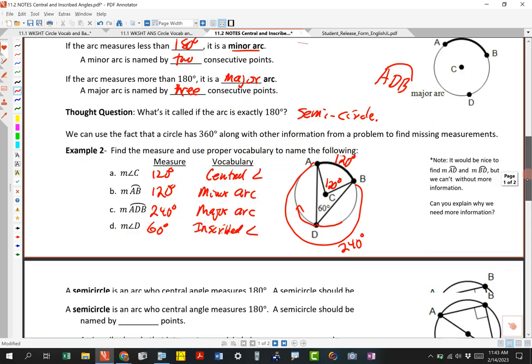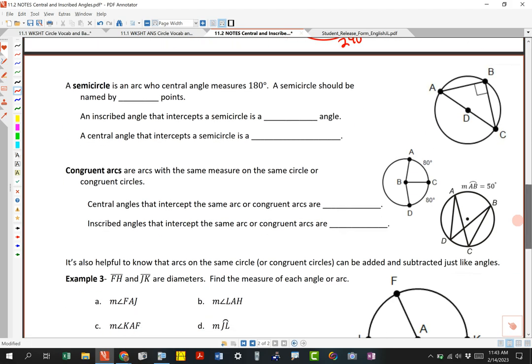Okay, flip the page over. We talked about this a second ago. A semicircle is an arc who measures 180 degrees. It should be named by how many points? 2. Probably, what do you think? Probably 3. So they know which side you're going for. All right?